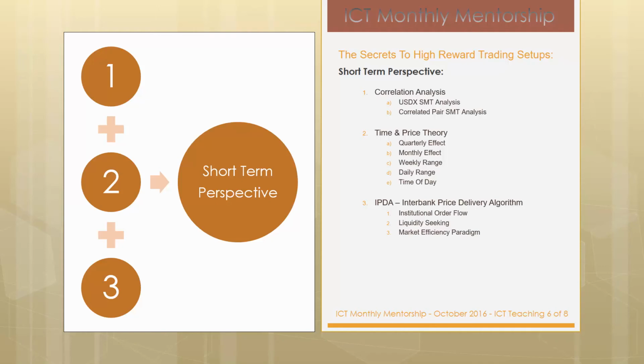The next area is crucial: time and price. You have to have something from the time and price theory to indicate where you're at relative to the short-term perspective. Now you're probably thinking, okay, well, how is a quarterly effect and a monthly effect or a weekly range a short-term perspective? Because short-term is what you're actually going to execute on. It doesn't mean this is your 5-minute or 15-minute setup. It's just your short-term perspective.